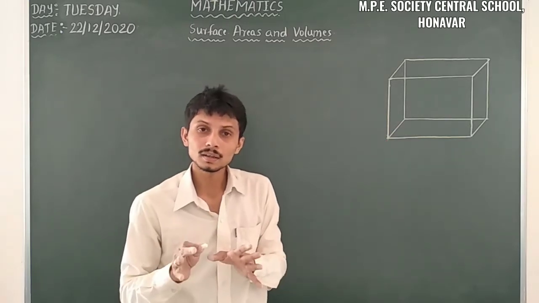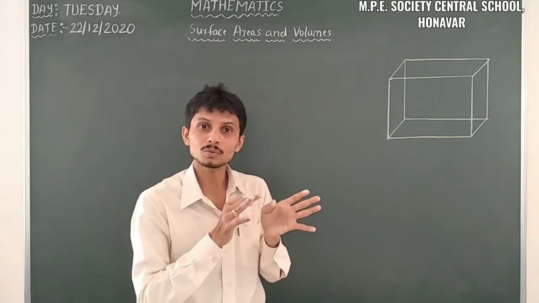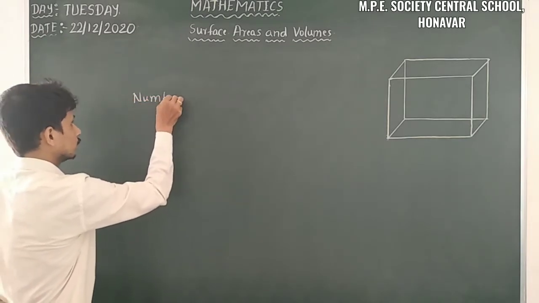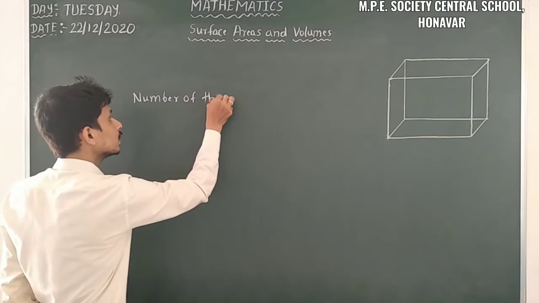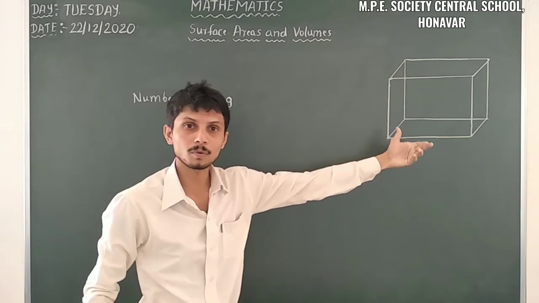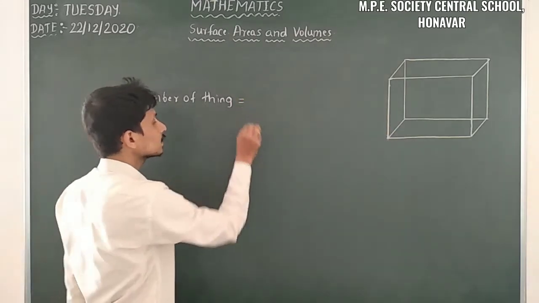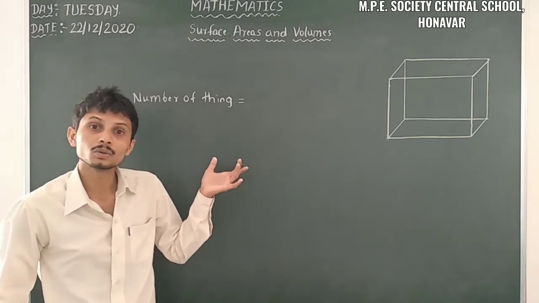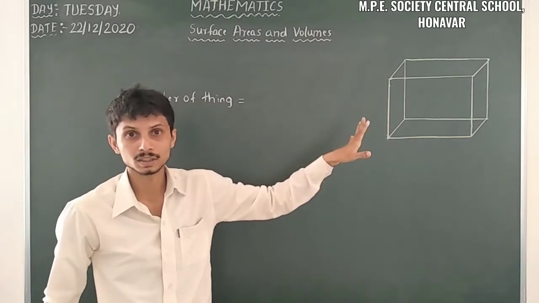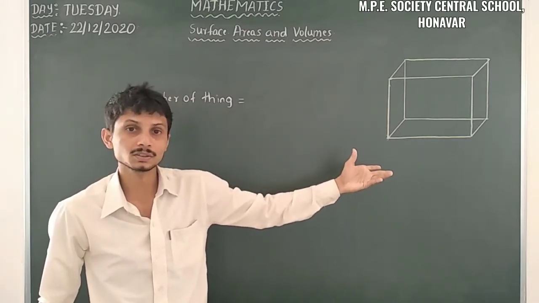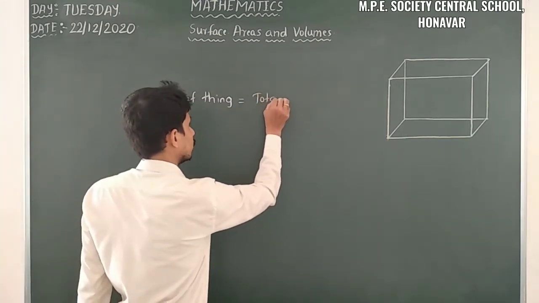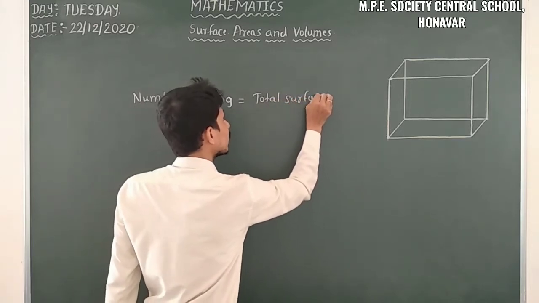So what we have to do is find out the number of things. Number of things means the individual boxes that we can insert inside this cubical or cuboidal box. So number of things is equal to, firstly we have to find out the total surface area. So the surface area of this box we have to calculate first. How many faces we need depends on the problem. So firstly we have to find out the total surface area of the box.